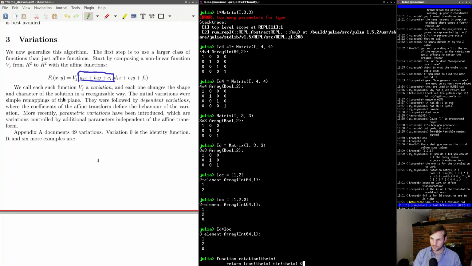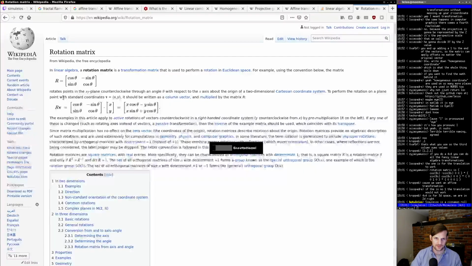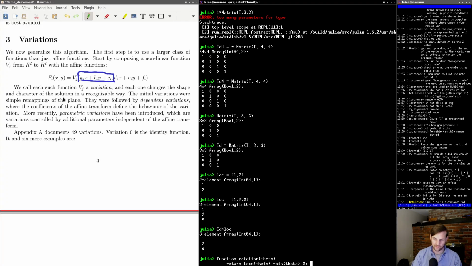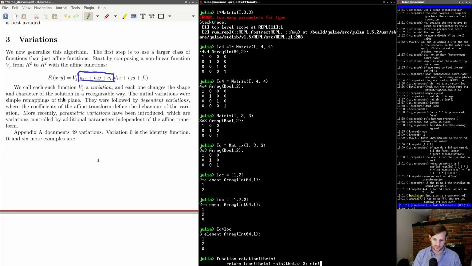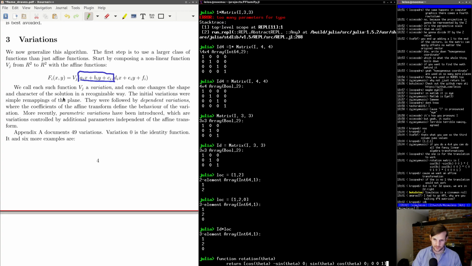0. Is that right? Oh, is it negative sine to start? It's probably negative sine to start. Sorry about that. Negative sine. Then it's going to be, I thought negative sine was in the lower left. Oh, okay, never mind. Then it's sine theta, cosine theta. Oh, I missed a parentheses. And then should be 0. And then finally 0, 0, 0, 0, 1. That should be fine.